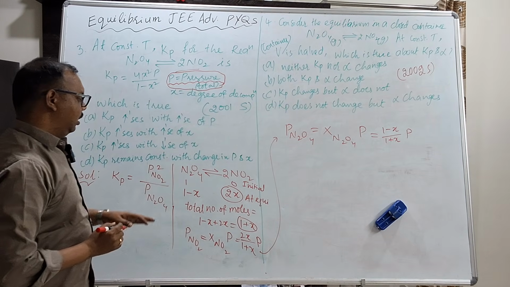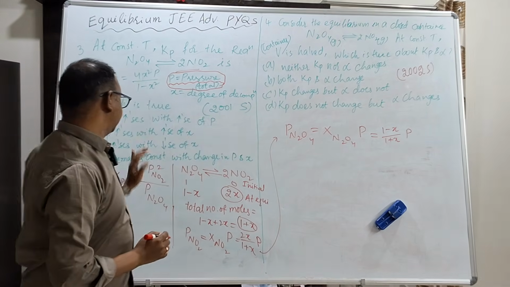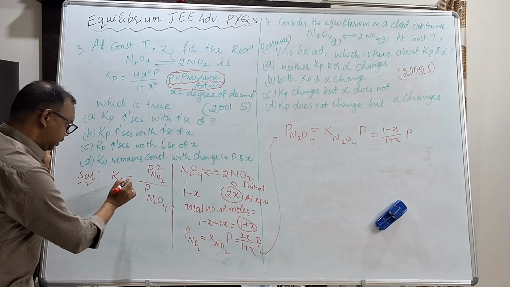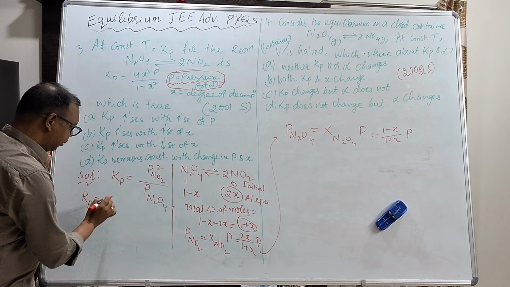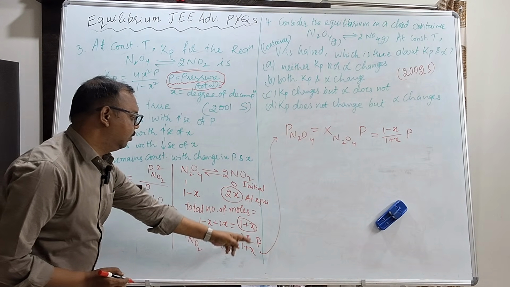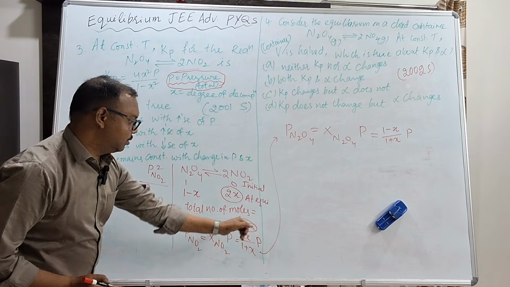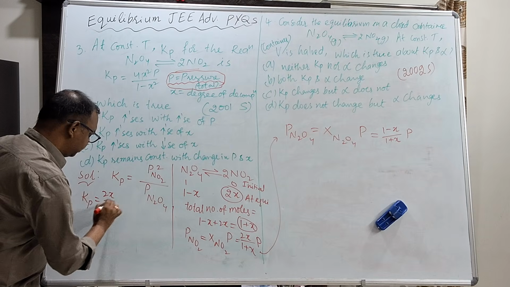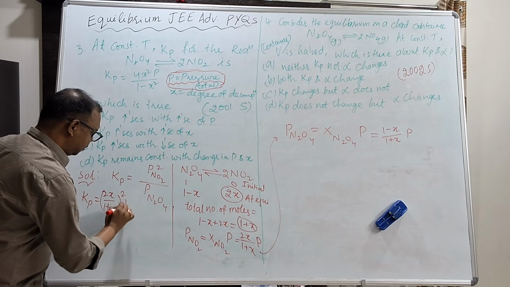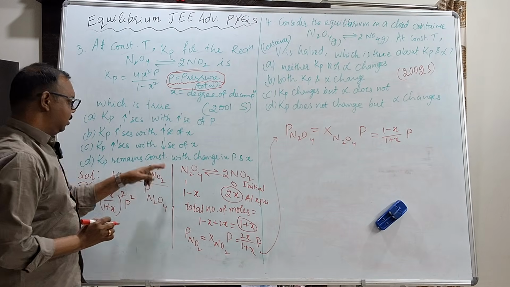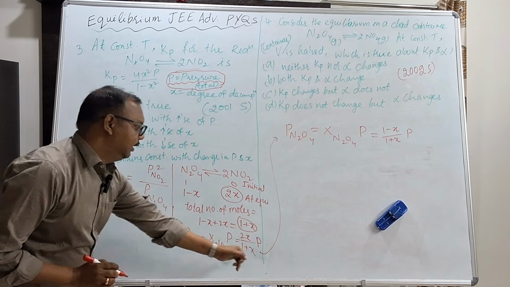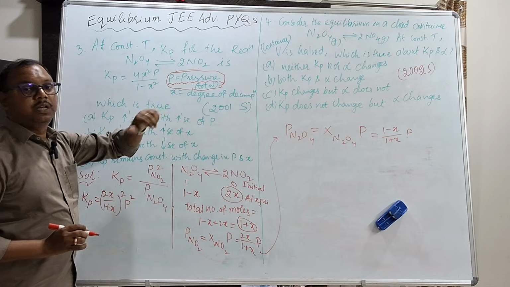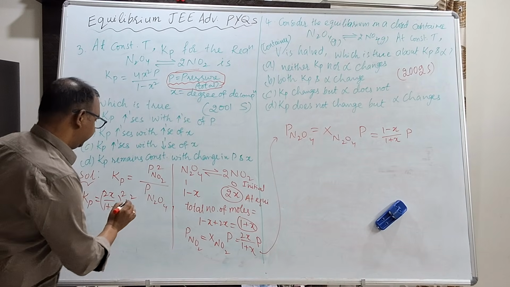Right? Therefore, now take these partial pressures and substitute in this equation. I am rewriting that here. Kp is equal to the partial pressure of NO2, which is 2x by 1 plus x into P, whole square into P square. We have to make the total term square because it is squared, since there are 2 moles. That's why I have written it in that manner.